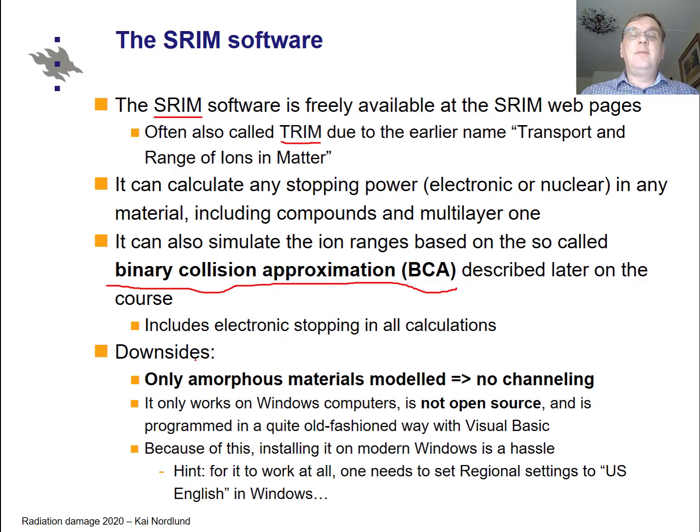But the physical limitations, the key limitation, usually the biggest one, is that it cannot detect crystal structures at all. So it has absolutely no description of channeling effects or any other effect related to crystal structure. And this is very important to realize, because sometimes the crystal structure is very important.